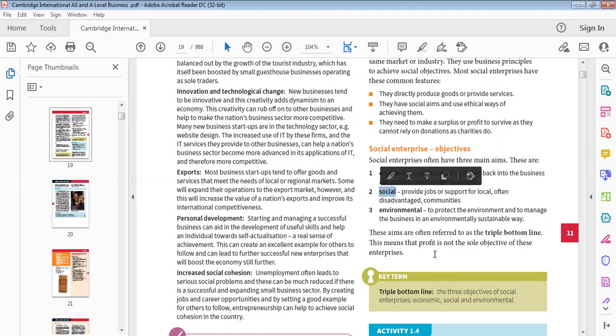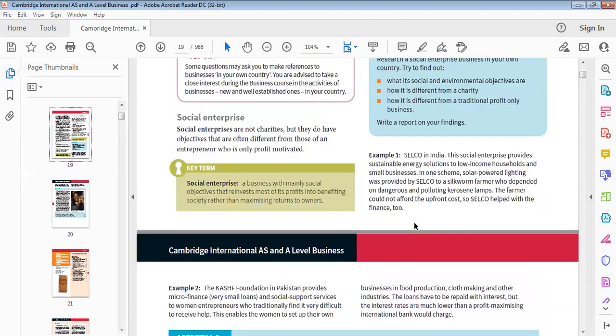Their second objective is to be social. Obviously they also support something social or any social activity. Maybe they employ handicapped people, people without hands or people with some disadvantages, for example. And they also care about the environment. They try to protect the environment in any way they can. Maybe they operate their business in an environment friendly way, or they donate some money to plant trees, for example, or to reduce pollution in the environment. So these are the aims of a social enterprise.